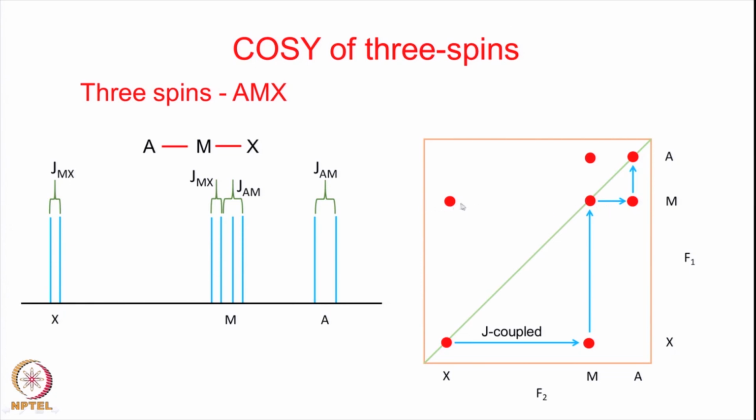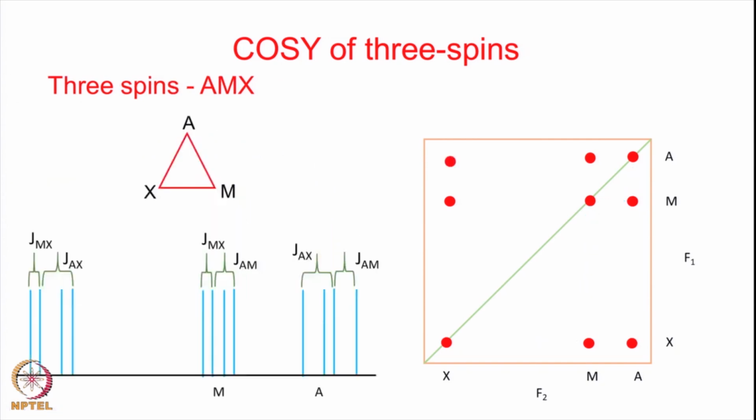So notice here there is this one coupling; this will have a fine structure of the M along this axis and the fine structure of X along this axis. Each of these cross peaks will have the fine structure as indicated here. Depending upon which axis you have this spin appearing, it will show a fine structure along that axis. So we will see that in greater detail.